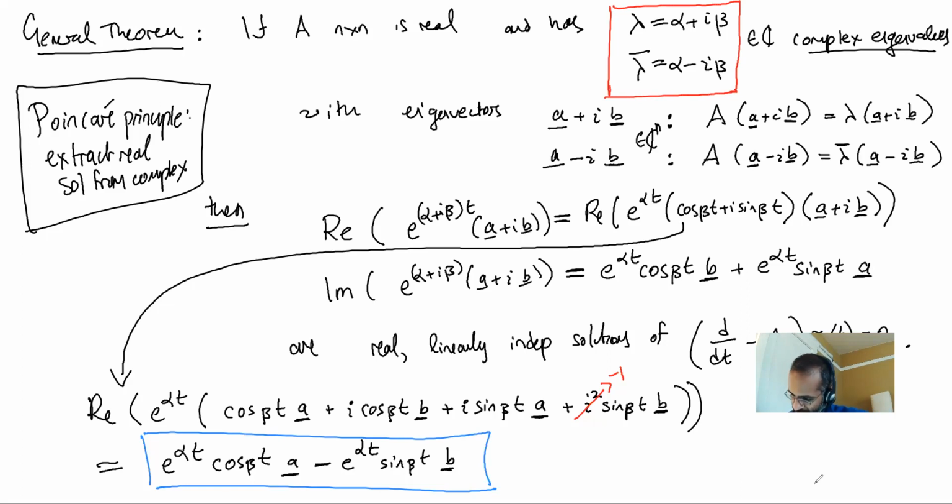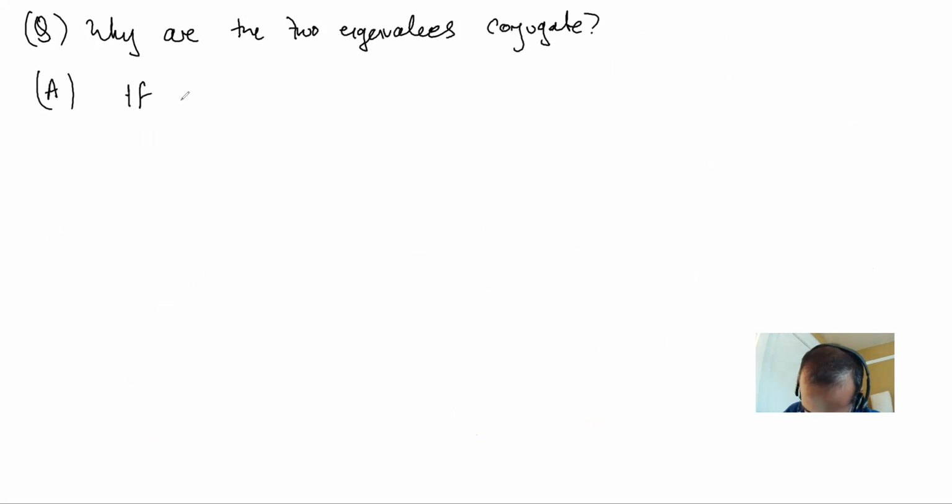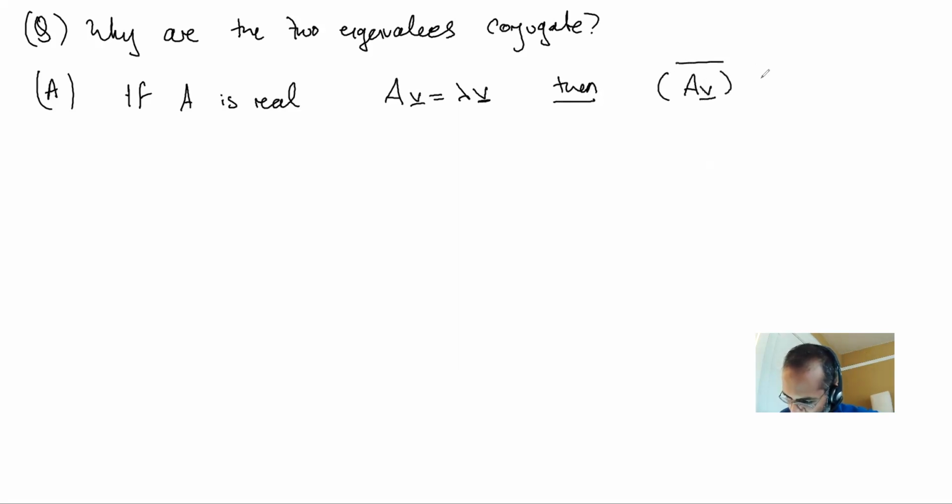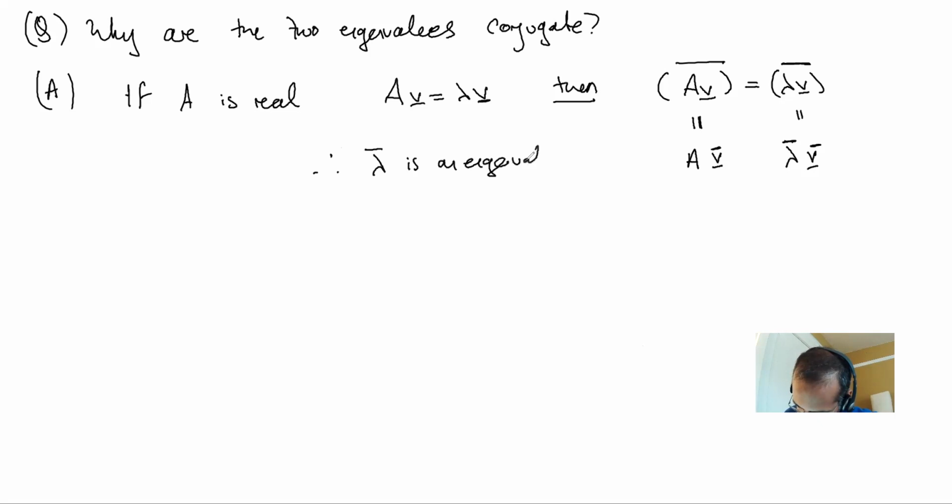That's a fact from chapter 5. The fact is, if A is real and AV equals lambda V, then you can take the conjugate of both sides, right? A V conjugate equals lambda V conjugate. But you may have done this in a homework. That just equals A conjugate times V conjugate, and this equals lambda bar times V conjugate. But A conjugate is just equal to A because A is real, right? So we just proved that if lambda is an eigenvalue, then lambda bar is an eigenvalue. So this is a general fact about real matrices, that the complex eigenvalues of real matrices occur in conjugate pairs.